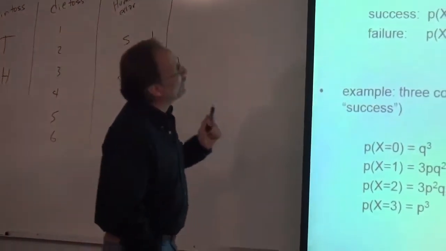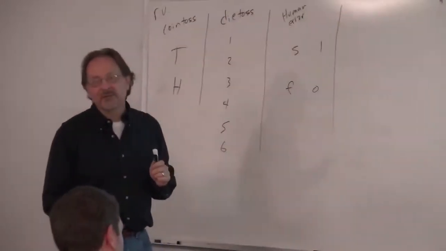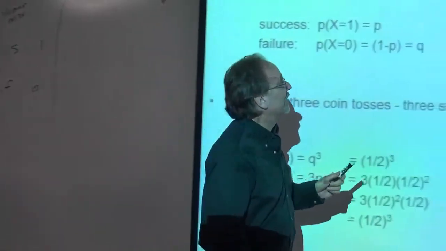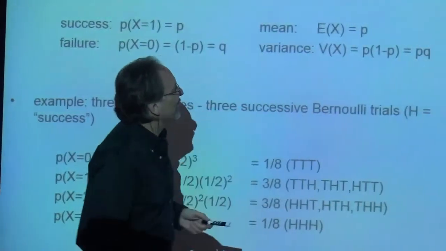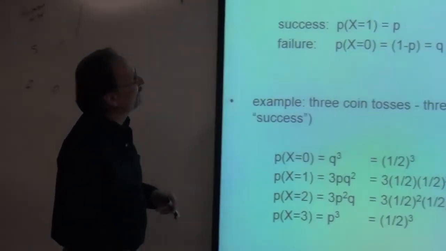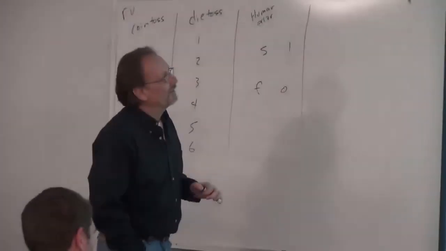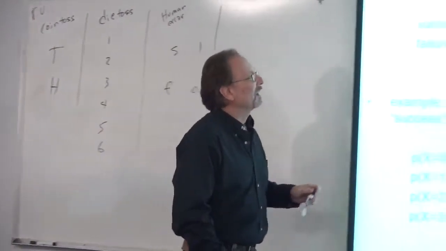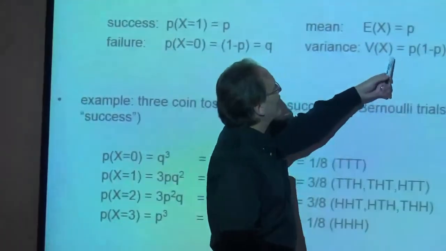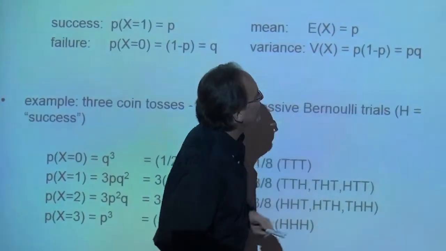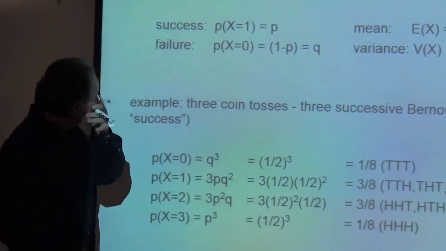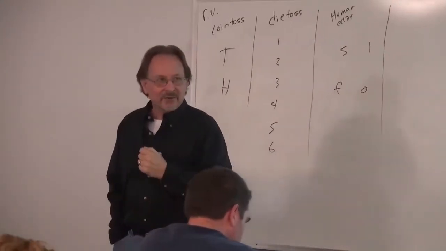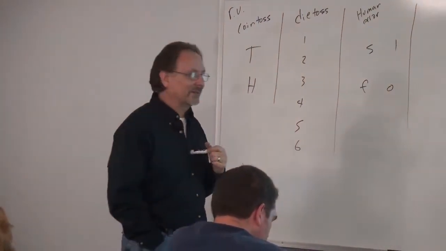Every probability distribution has a mean and a variance associated with it. I'm going to give you those most of the time. The mean, or the expected value of x, for the Bernoulli distribution is P. The variance is P times Q. And so the expected value of x is the mean, the variance of x is the variance, and it's P and P times Q.